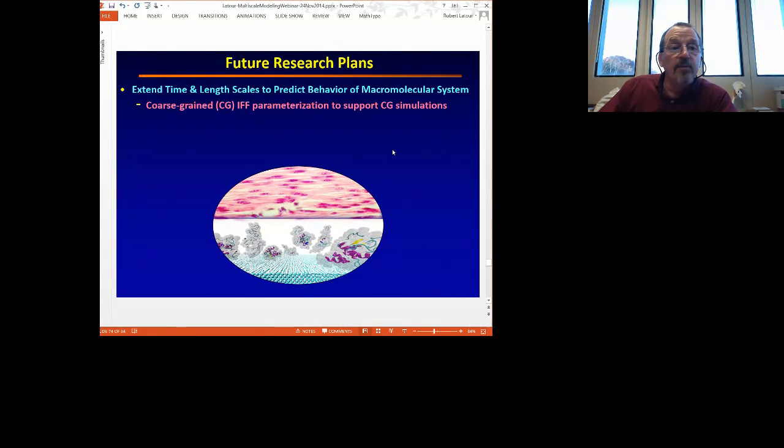Future plans: we plan to extend our time and length scales to be able to predict the behavior of a macromolecular system where we have multiple proteins on our surface. So the first step in this, and for this we need our coarse-grained methods. It's too big for all-atom modeling with explicit water for this type of system. So we're going to be using coarse graining to get interfacial force field parameters, very analogous to what we got for the all-atom models, but we'll be developing it for our coarse-grained models of the protein.